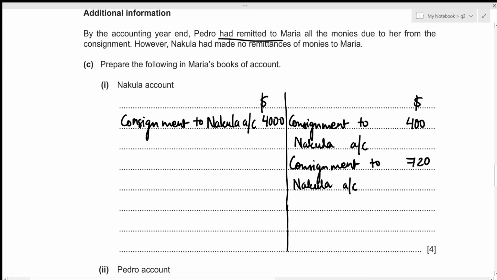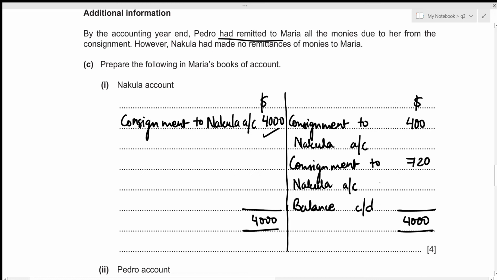Okay, and what we know is that Nakula is yet to pay the amount owing to Maria, right? So that will act as a balancing figure, and this will always be present on the credit side of Nakula account or any consignee account, so that we can record as balance CD. So in order to figure this value, we require the total, right? So we figure out the total from the debit side. That's just going to be 4,000. And this will be the total for credit side as well.